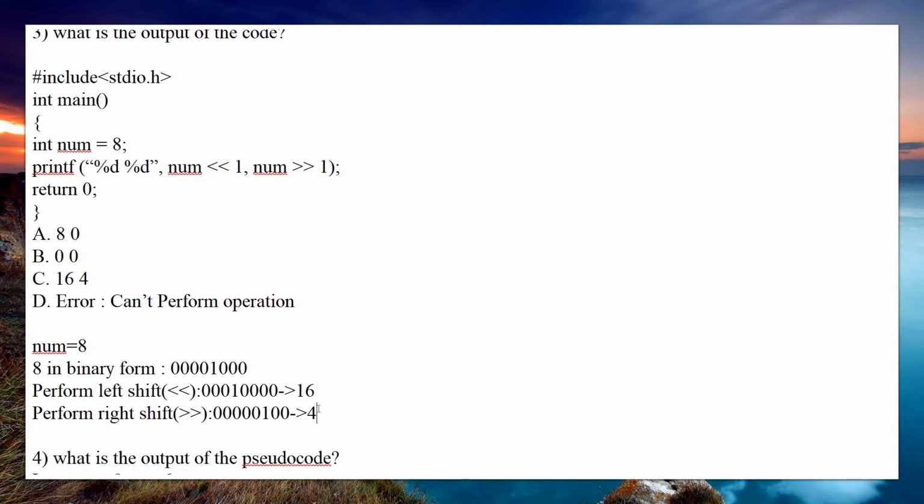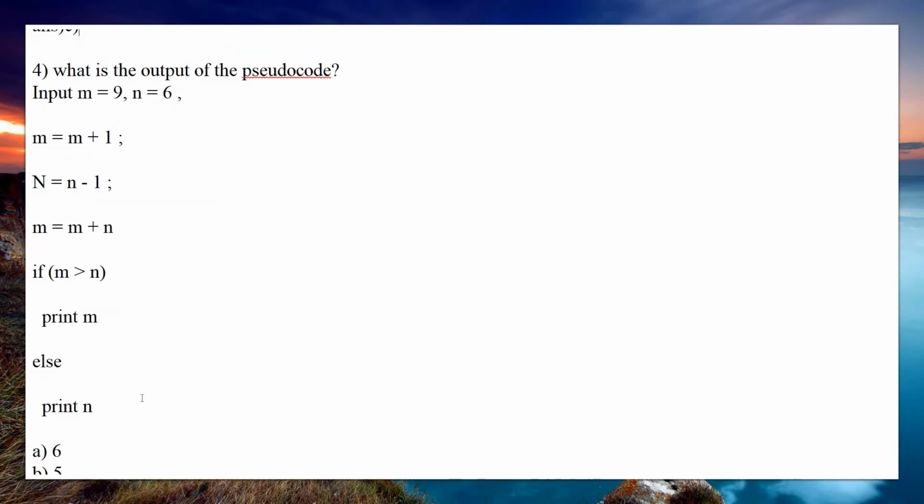So what you are going to display is 16,4. You need to display the number with left shift, which will be 16, and with the right shift it will be 4. So option C is the correct answer for this, 16,4 is the correct answer, that is option C.